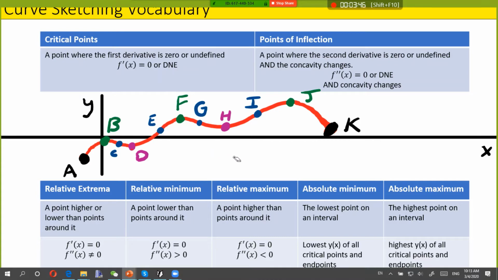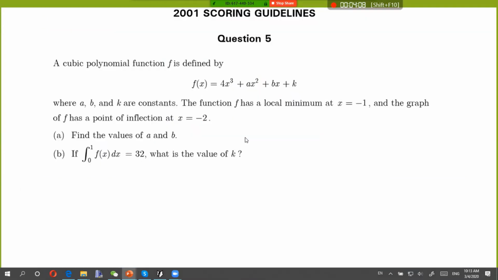Okay. For an absolute minimum, it's the smallest point that's showing. So the smallest y value right now is actually A. And my absolute maximum, the largest y value, is J. Okay, any questions on vocab? No. Okay, cool. So I'm going to start with the FRQ and break out of this because, again, the pen's not quite working yet.